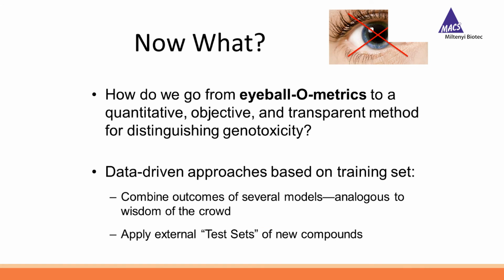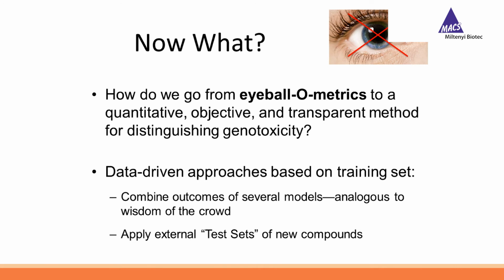So what we really needed to do was think about different ways of analyzing the data and to move from what some people have called eyeballometrics, which we were just kind of doing on that previous slide, just looking at the data, and switch to something that's more quantitative, objective, and a transparent method for returning information and making true genotoxicity calls. So we explored a number of different data-driven approaches based on that training set that we ran, and ultimately came to combining several different machine learning models to give you that sort of wisdom of the crowd approach across several different applications of machine learning.